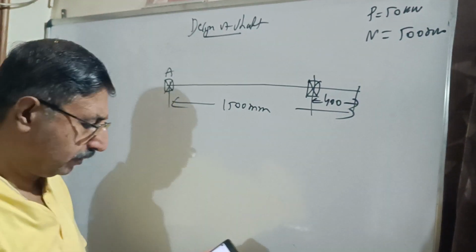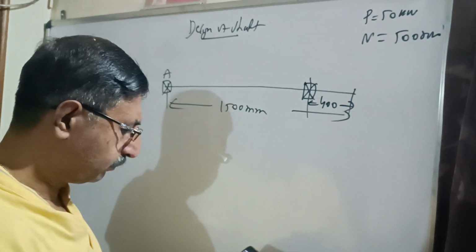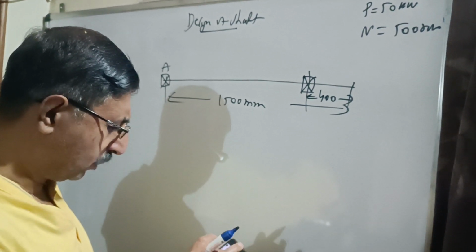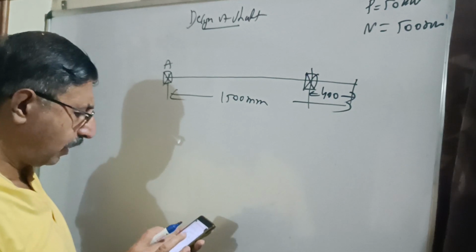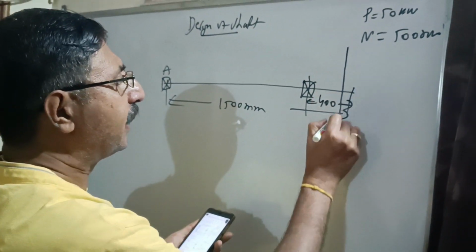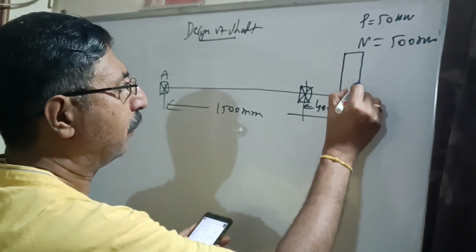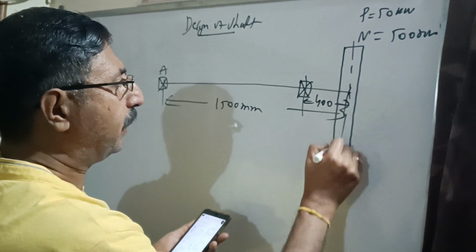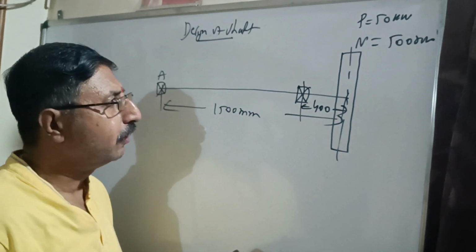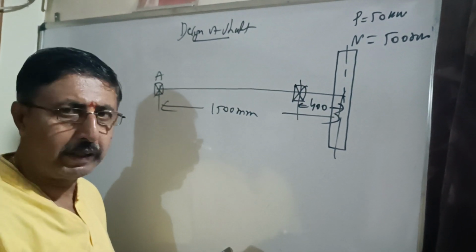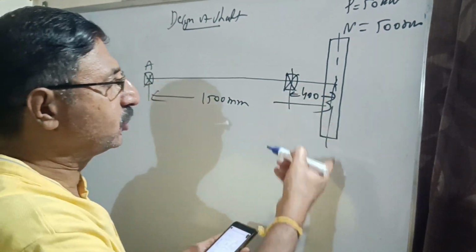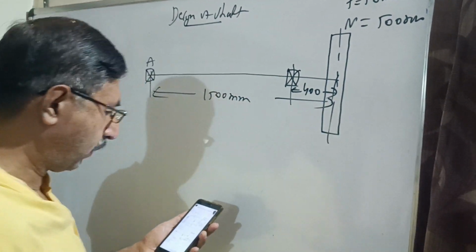Through a pulley of diameter 400 millimeter that is mounted at the right extreme end of the shaft. So this is the pulley. A power of 50 kilowatt at 500 rpm is transmitted through a pulley that is mounted at the right extreme end of the shaft.